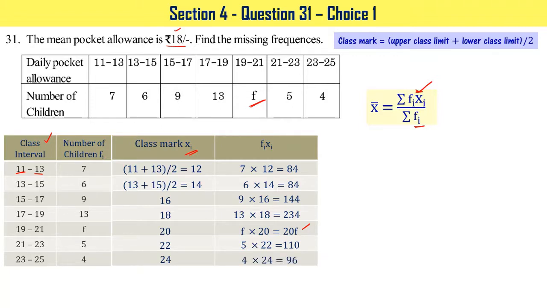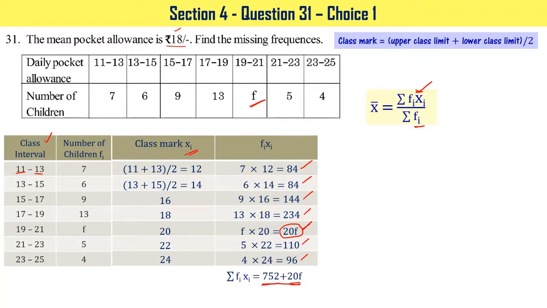Now let's find the value of sigma fi xi. It means we have to add these numbers. 84 plus 84 plus 144 plus 234 plus 20f plus 110 plus 96. When you sum them, you can write it as 752 plus 20f. When you are summing, you don't sum the 20f term, keep it separate and sum the rest of them so that you get 752 and then add 20f to it. So sigma fi xi is 752 plus 20f.